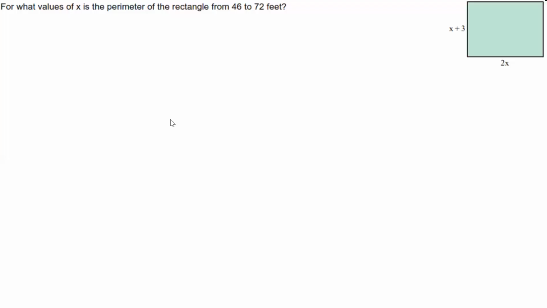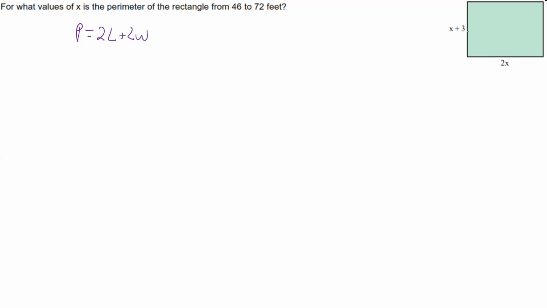All right, so here we are supposed to figure out what values of x make the perimeter of the rectangle between 46 and 72 feet. All right, well, what is perimeter? So remember, perimeter is equal to 2 times the length plus 2 times the width.